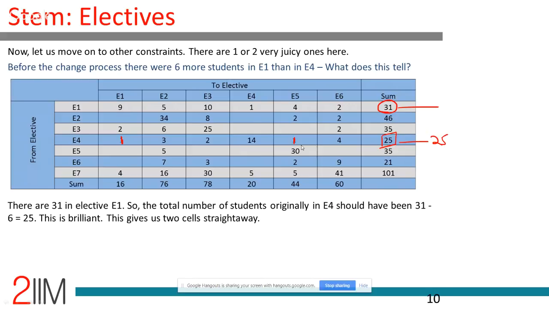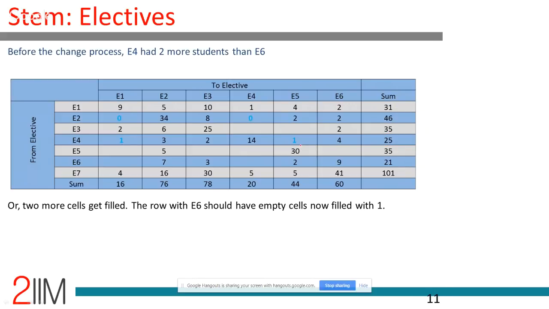Let's build this further. Let's look at some other constraint. Before the change process, E4 had 2 more than E6. E4 had 25, 2 more than E6. E6 has 21, 2 more than E6 are, this should be 1, this should be 1. This will change this total, this will change this total. We've not accounted for that. We'll come to that. I'm just filling in the ones. That's obviously the sums will change. We'll worry about that later on.